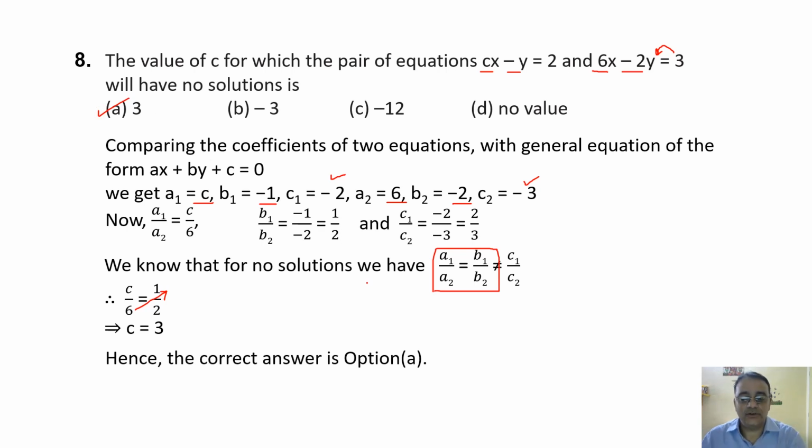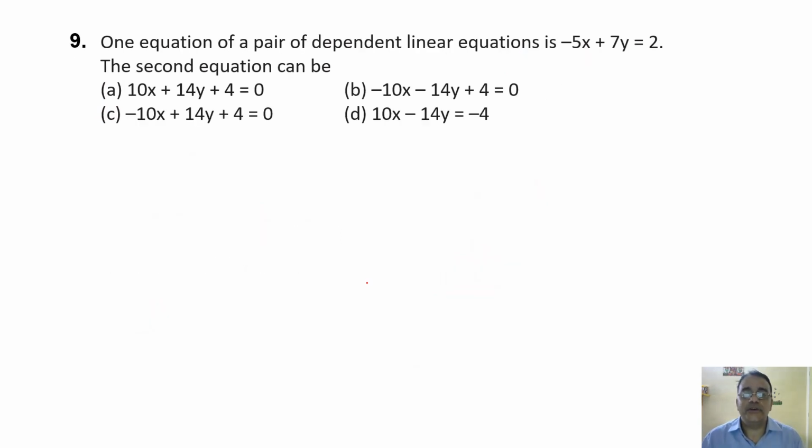Now we are moving toward question number 9. One equation of a pair of dependent linear equations. Dependent linear equations, we call them coincident, right? So that means a1 upon a2 is equal to b1 upon b2 is equal to c1 upon c2. One equation is given: minus 5x plus 7y is equal to 2. The second equation can be, right?